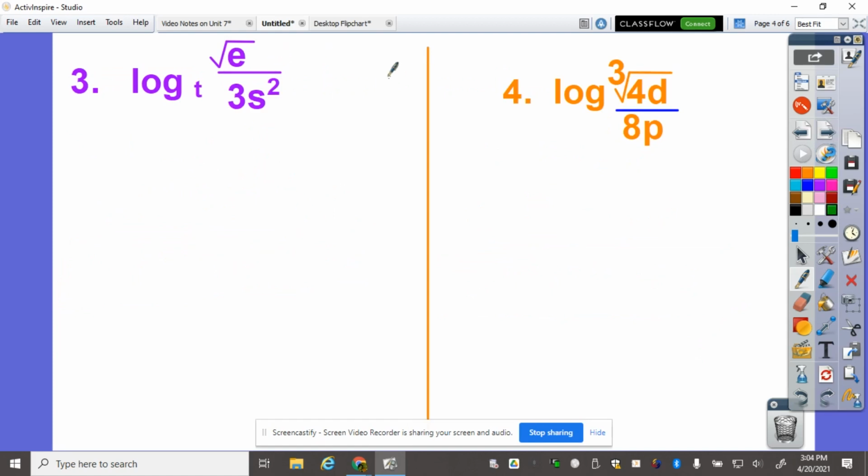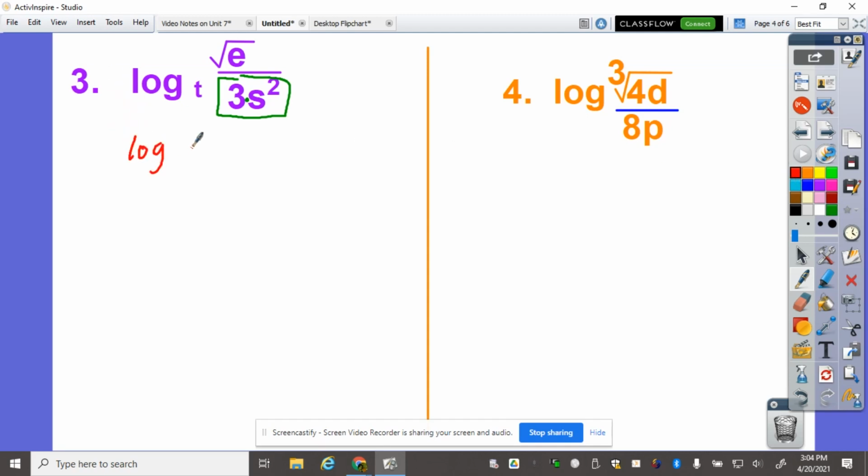Next, again, we know that square root of e is the same thing as e to the 1 half. And we know everything in the bottom has to be negative, and everything that is being multiplied is going to be expanded by a positive. So how does it work? Here's the rule. Just remember, everything in the bottom has to be negative. Remember that. So let's go ahead now.